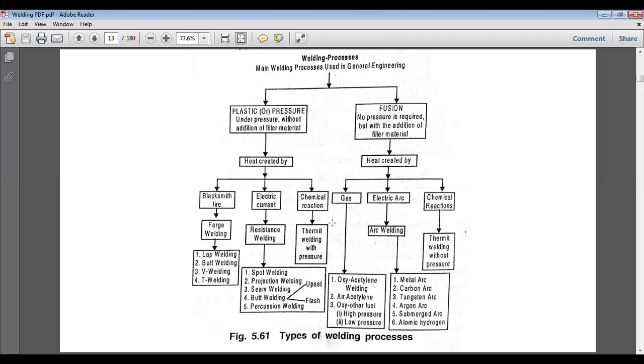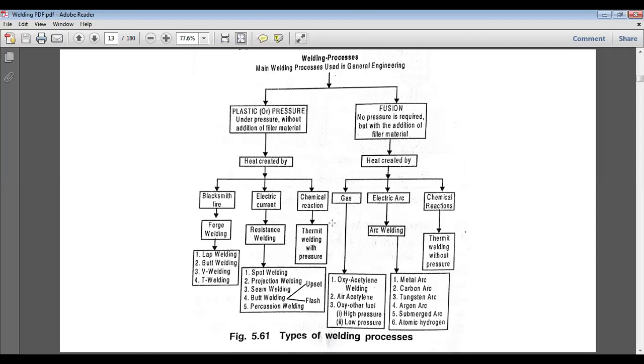In plastic or pressure welding, heat is created by blacksmith fire, electric current, and chemical reaction. Blacksmith fire means we have to create the fire as a blacksmith does, the normal lohar does. So he has a furnace, and in this furnace he creates heat, and this heat is utilized for fusion or combining two metals.